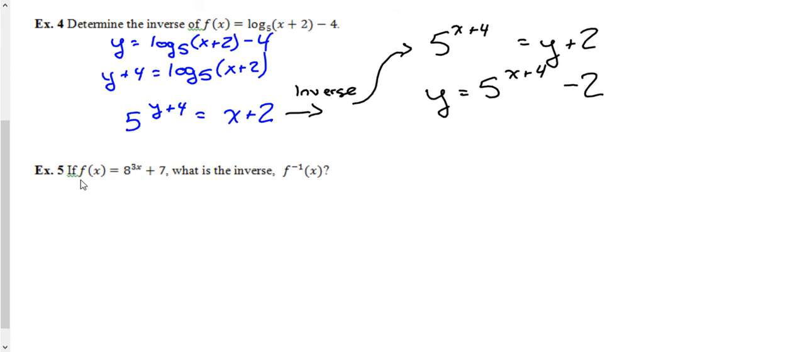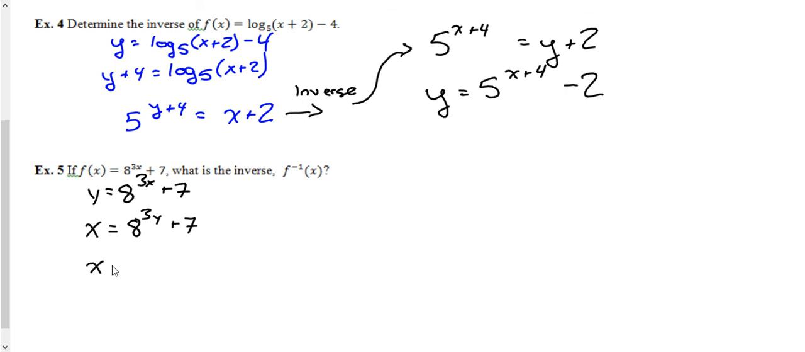Down here it says if f of x equals 8 to the (3x plus 7), what is its inverse? So again, we're doing more or less the same thing. Right away here, I'm going to rewrite this equation as y equals 8 to the (3x plus 7). And then I'm going to inverse them, so flip these around. So I have x equals 8 to the (3y plus 7). And again, we don't like this format, so what I want to do is rewrite it in terms of logs.